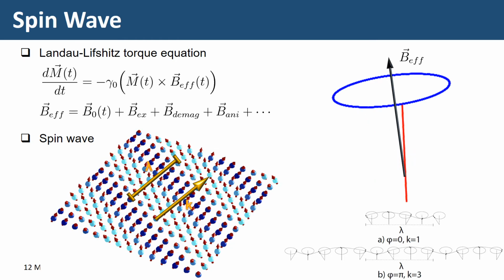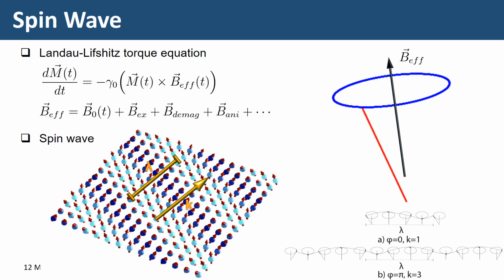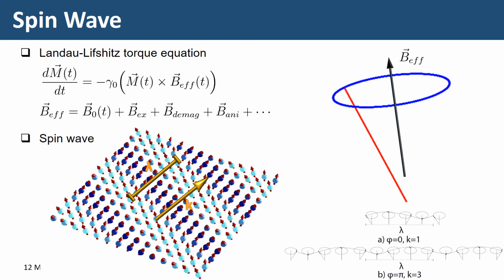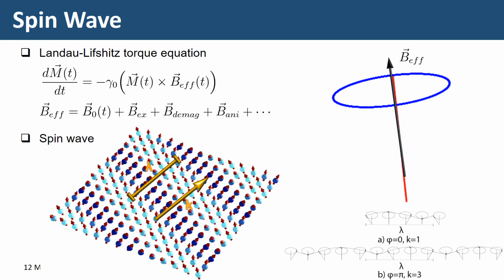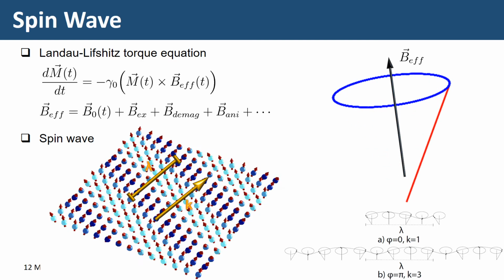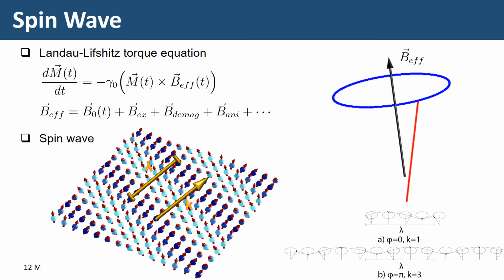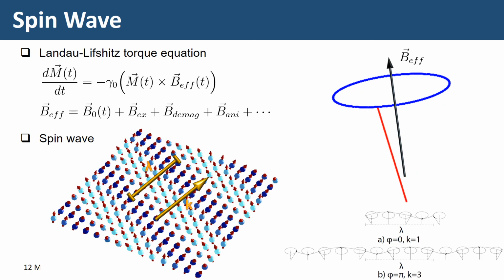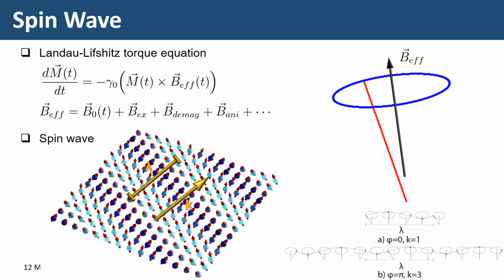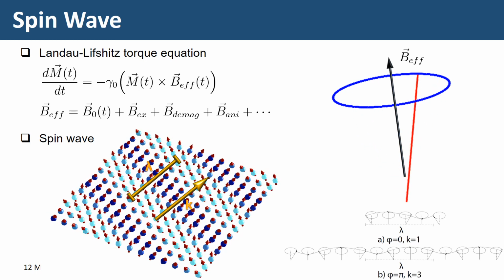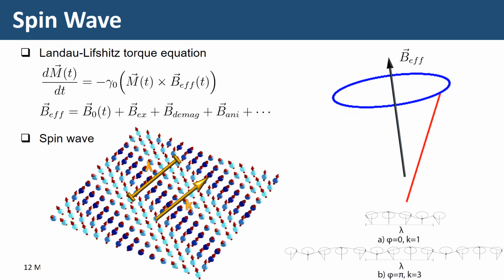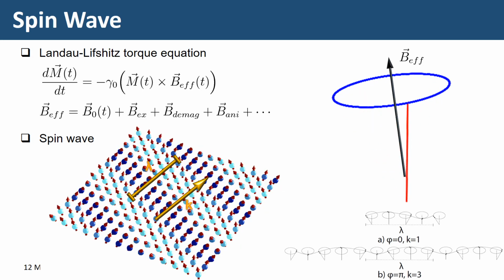A spin wave can be characterized using the wavelength, which is the minimum distance between two electrons that exhibit the same spinning behavior, the wave number, which is the number of waves per cycle, and the phase. Here are two examples of different cases: one where the phase is 0 and the wave number is 1, and one with a phase of pi and a wave number of 3.